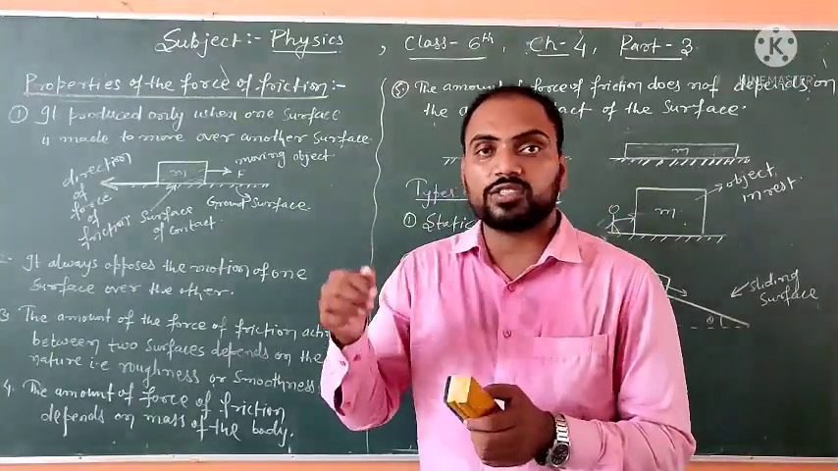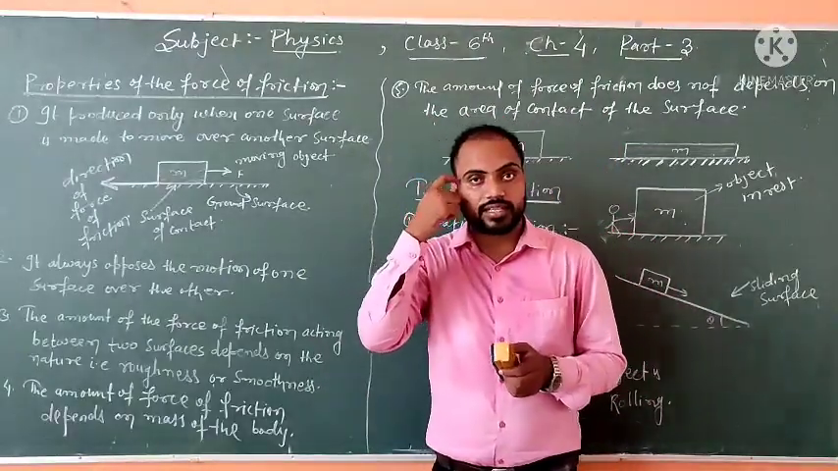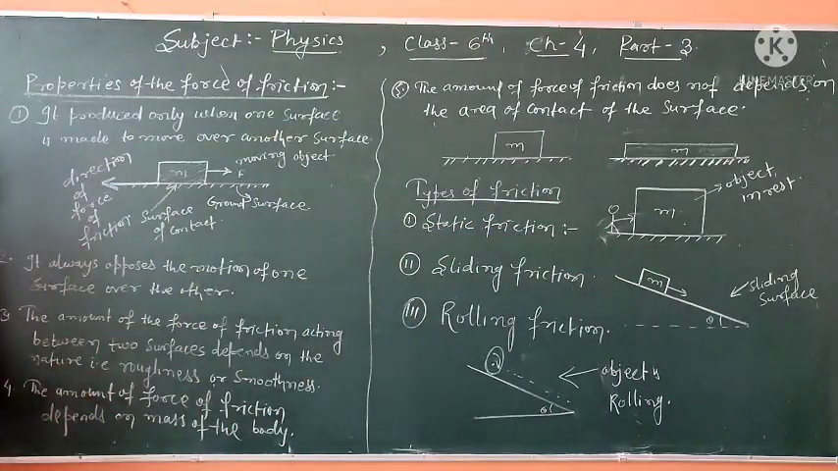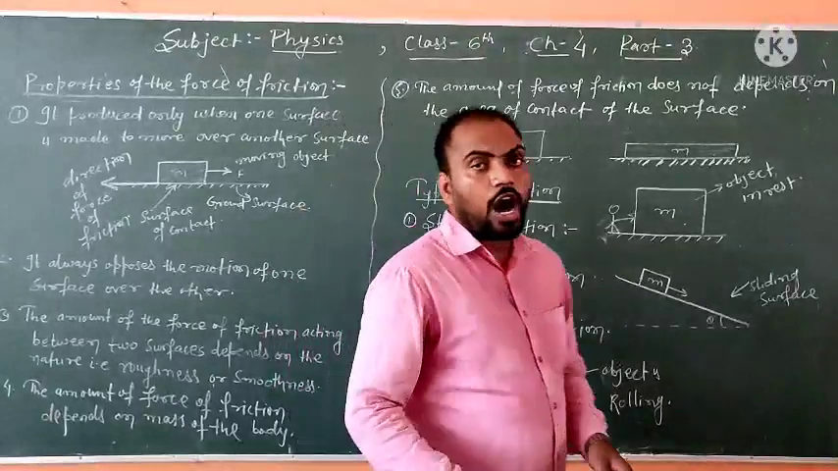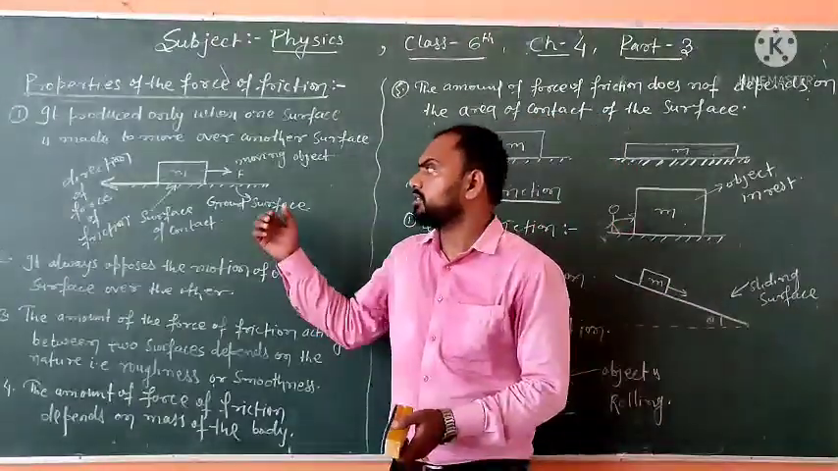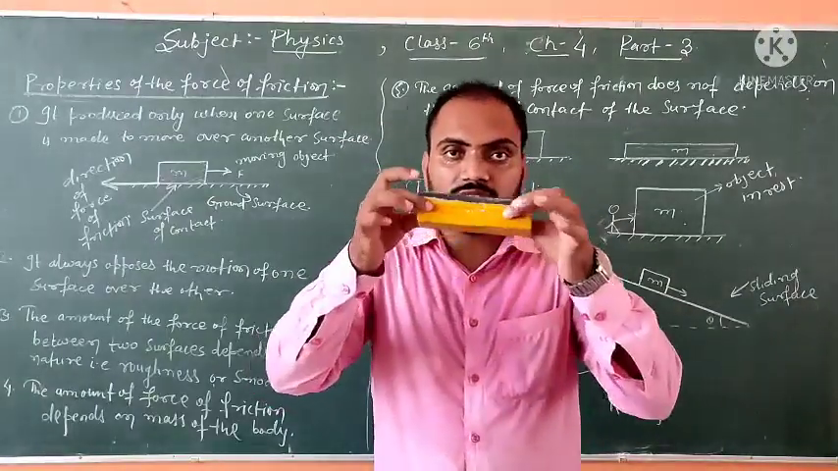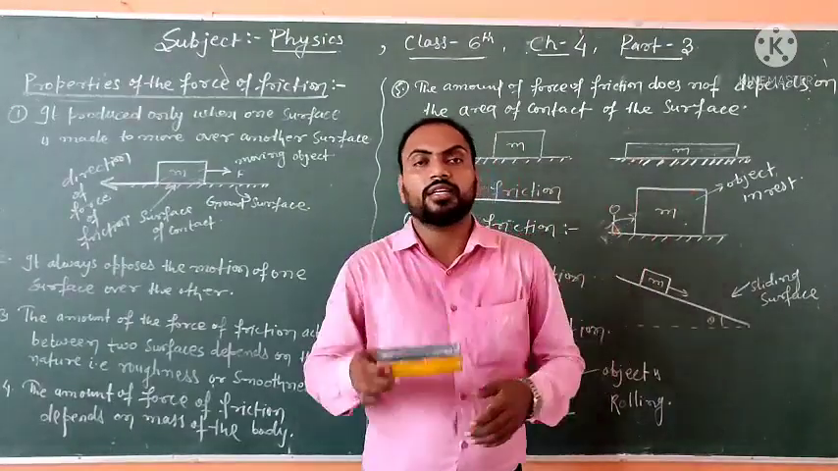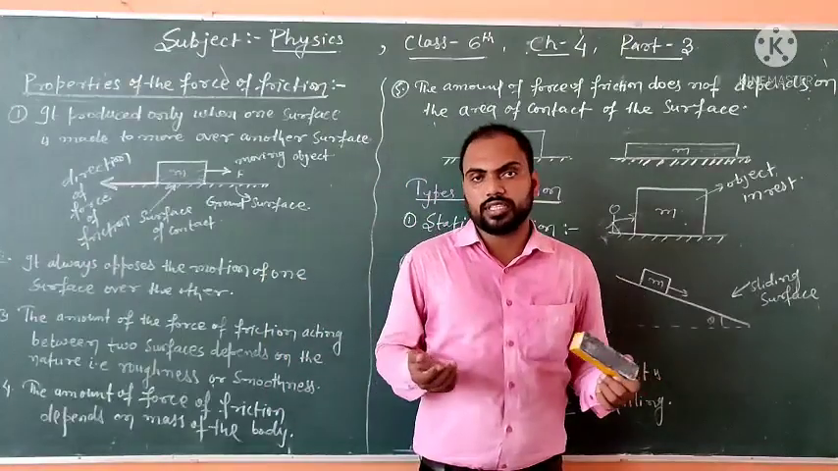That's why to make surfaces smooth, we use oil and grease in our cycles and motorcycles. It is done to reduce the friction. The amount of force of friction depends on the mass of the body. Okay, so how much force? If the mass of the body is higher, the force of friction will be higher. If the mass of the body is less, the force of friction is less.